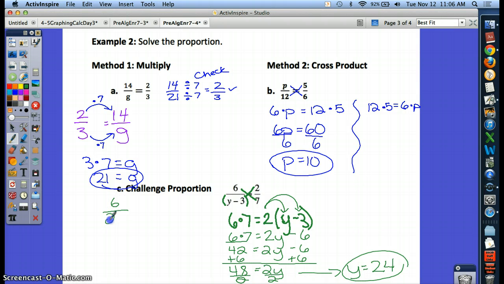So 6 over 24 minus 3 would be 6 over 21. And I want to know, is that equal to 2/7? Well, to check this, 7 times 3 gives me 21, and 2 times 3 gives me 6, so yes, it does check out.